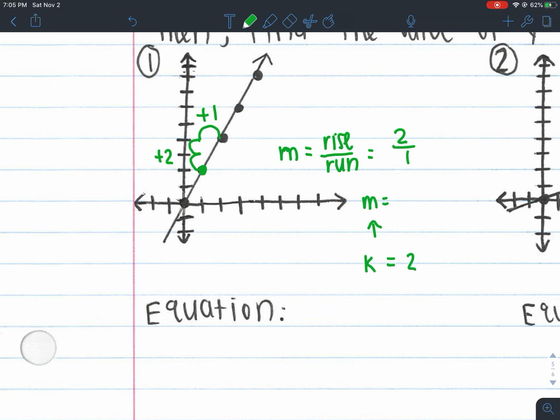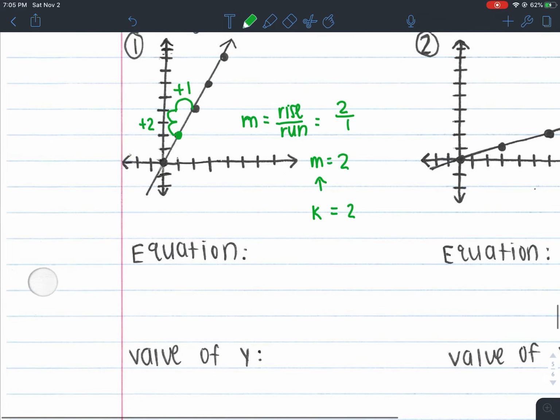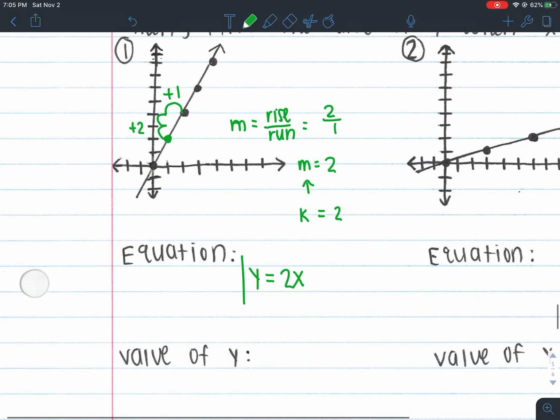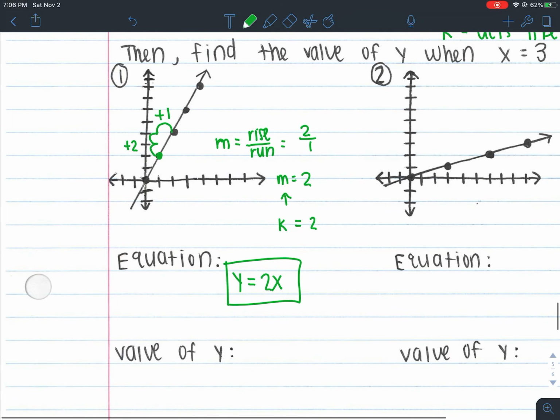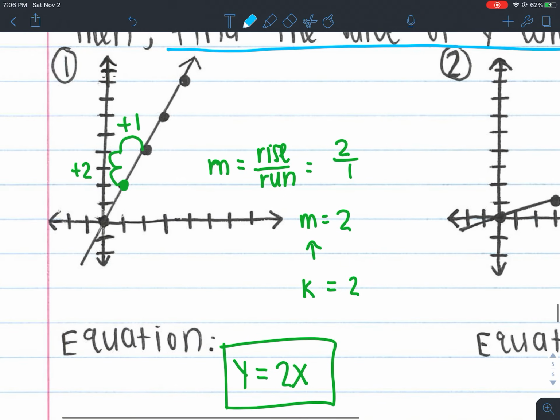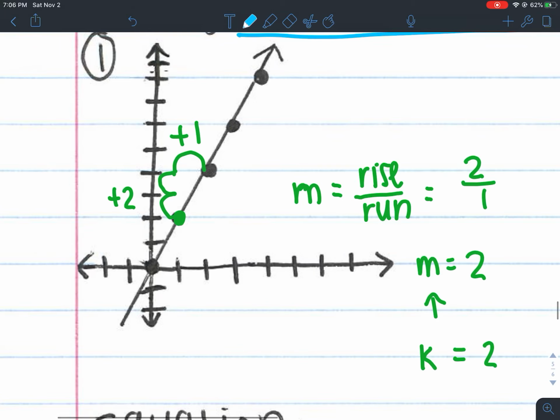Man, my iPad is just going crazy. So k equals 2. So what is my equation? It's going to be y equals 2x. That's my equation. Now, it says find the value of y when x equals 3. So we know that x equals 3. So let's look on our x-axis for when x equals 3. That's going to be right here at positive 3.